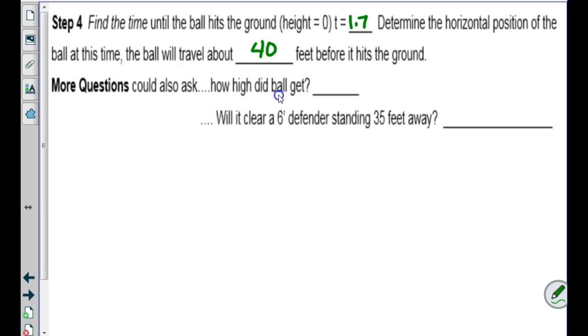More questions we could have asked: how high does the ball get? What did we say? Yeah, I don't know, might be 13. Now I love this question: will it clear a 6-foot defender standing 35 feet away? How would we figure that out?